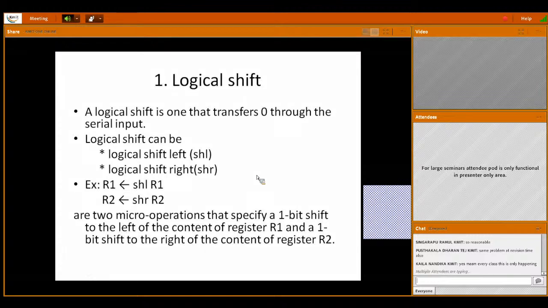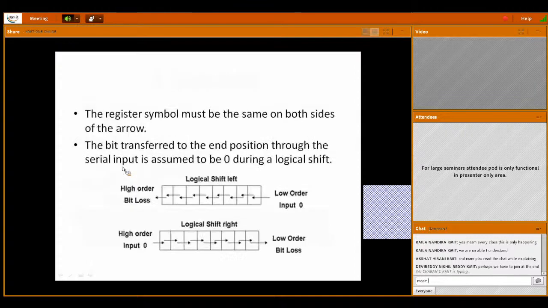When you are writing the register transfer language for the shift micro operation, how will you write? You will write like this: R1 gets SHL of R1, which means logical shift left of R1. R2 gets SHR of R2, which means shift right on the register R2. So in this transfer, both the LHS and RHS should contain the same register name. These are the two ways of representing the logical shift.